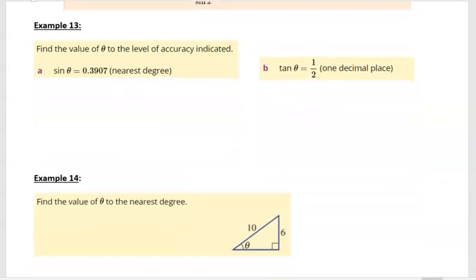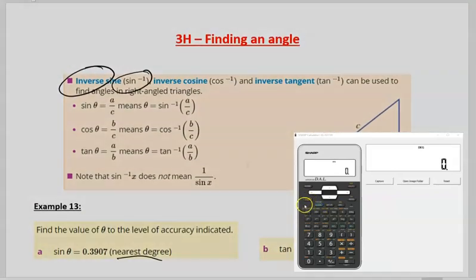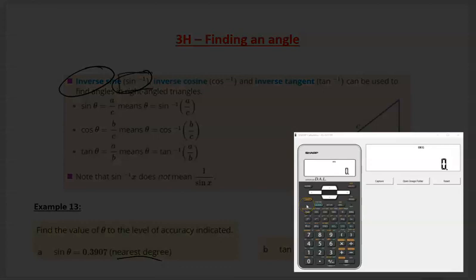So here we want to know what the angle theta is. And this one asks us to the nearest whole degree. So in order to do this, we get out our calculator. We make sure we're still in degrees, of course. And we will simply put in, instead of sine, we're going to find the button that looks like this.